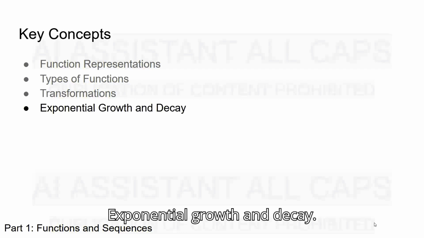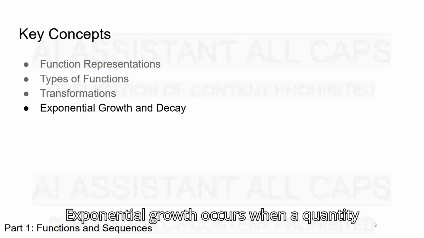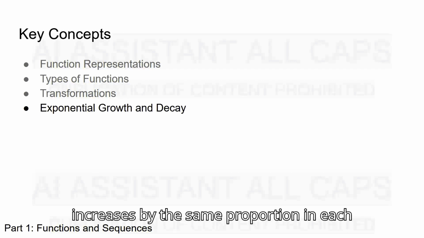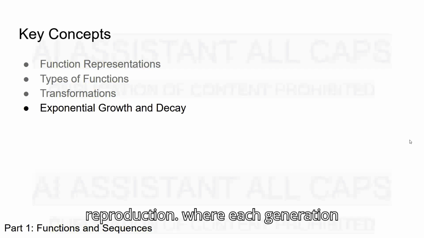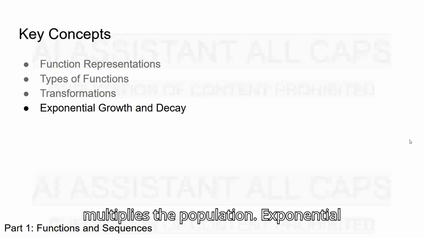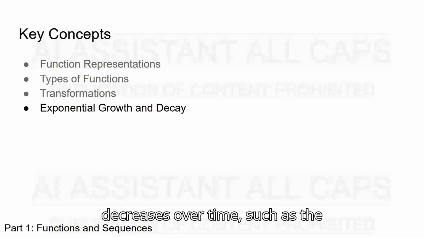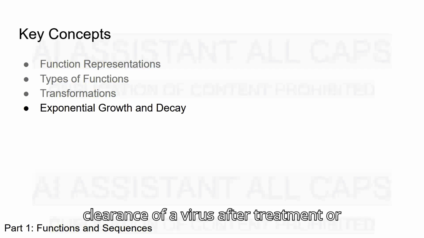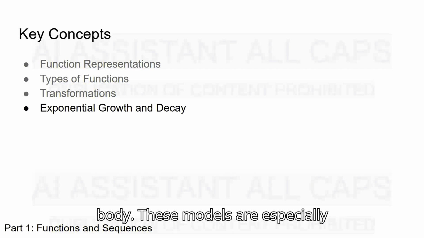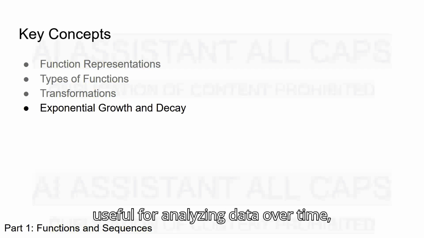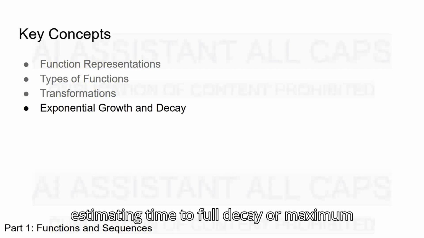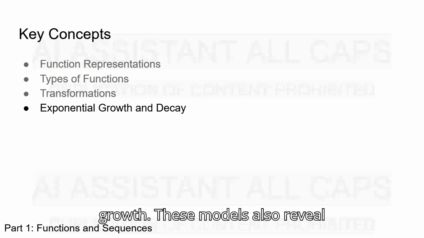Exponential growth and decay. Exponential growth occurs when a quantity increases by the same proportion in each time period. A classic biological example is bacterial reproduction, where each generation multiplies the population. Exponential decay models situations where a quantity decreases over time, such as the clearance of a virus after treatment or the natural breakdown of a drug in the body. These models are especially useful for analyzing data over time, estimating time to full decay or maximum growth.